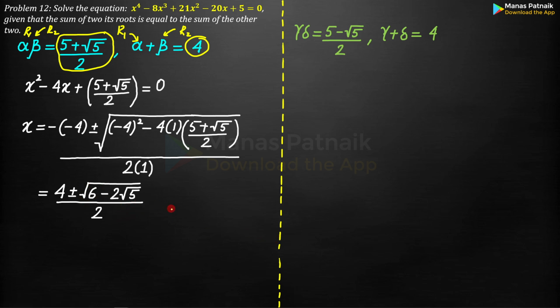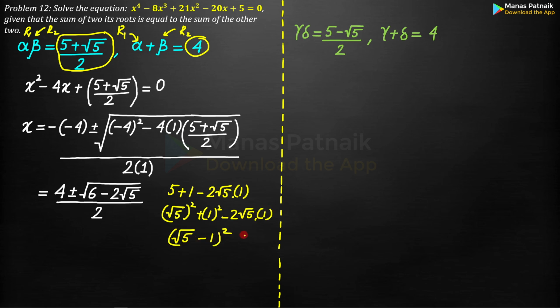So this needs actually further simplification. Students, if you watch, this basically can be split up into 5 plus 1 minus 2 root 5 times 1. If you watch carefully, this basically is nothing but root 5 and its square plus 1 and its square minus 2 into root 5 into 1. This also can be written as root 5 minus 1 and its whole square. So inside this, you can replace this essentially by root 5 minus 1 and its square.